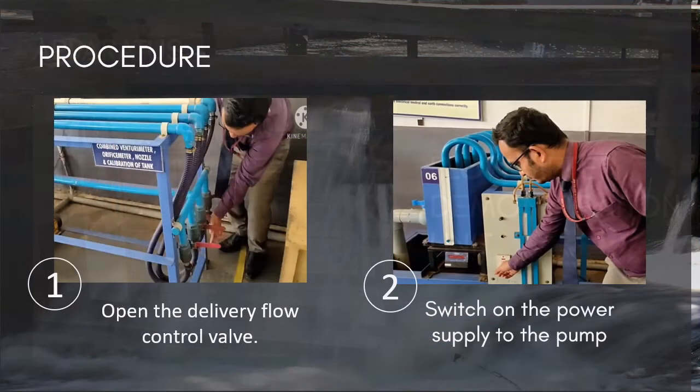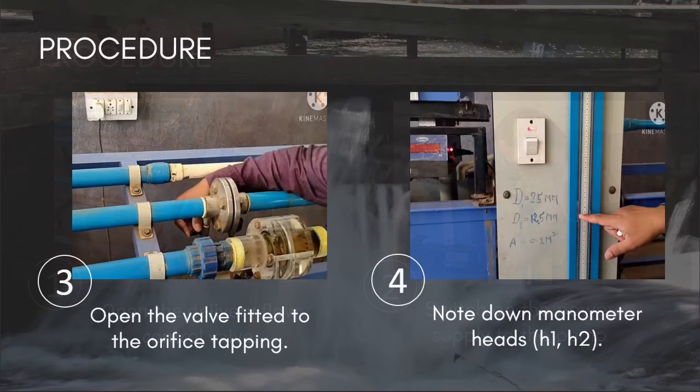For the procedure, first step, open the delivery flow control valve. Step number 2, switch on the power supply to the pump. Step number 3, open the valve fitted to the orifice tapping. Step number 4, note down the manometer heads, which are the H1 and H2.